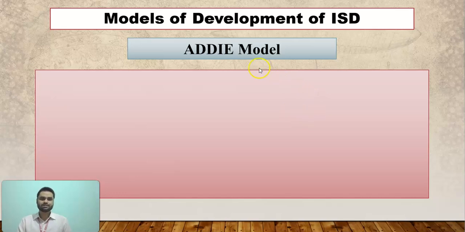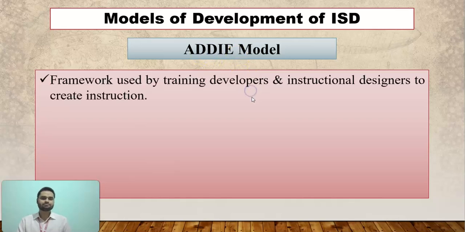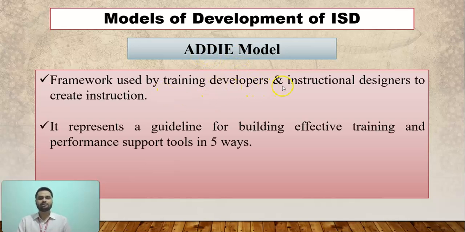Now, move to the models of development of ISD. We have to discuss the ADDIE model and the Assure model in this session. So let's begin with the ADDIE model. What is the ADDIE model? It is a framework used by training developers and instructional designers to create instructions. It provides a way for all instructional designers to create instructions. For teachers, it helps to make an instructional plan. It represents a guideline for building effective training and performance support tools in 5 phases.